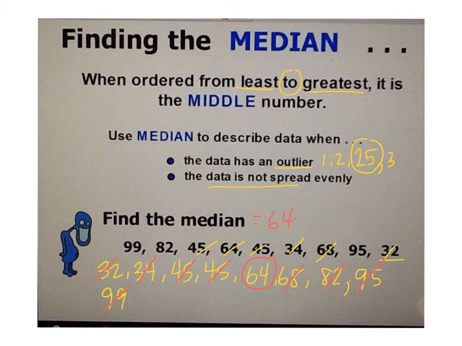And that's because we have 1, 2, 3, 4, 5, 6, 7, 8, 9 pieces of data. When you have an odd number of pieces of data, you will have one number that represents the median.